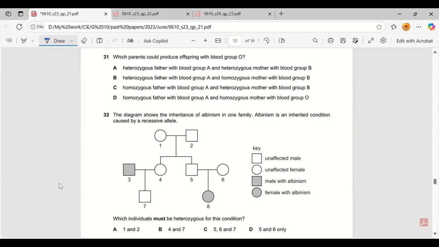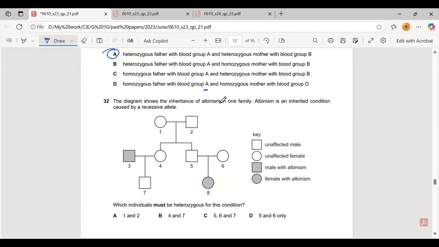Which parents could produce offspring with blood group O? Mariam. Is it A? Yes, because both of them have to be heterozygous. As we can see, they are blood group A and B, but the last one, homozygous A with O, will give A and not O.